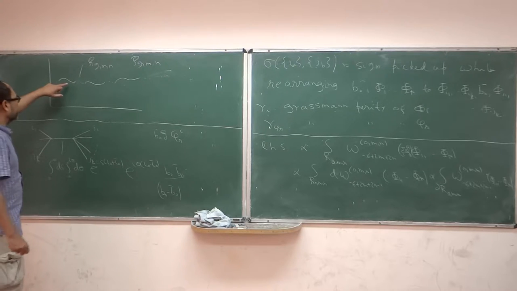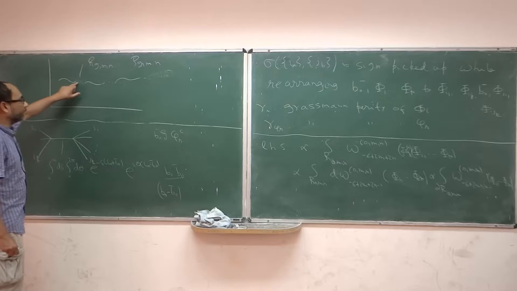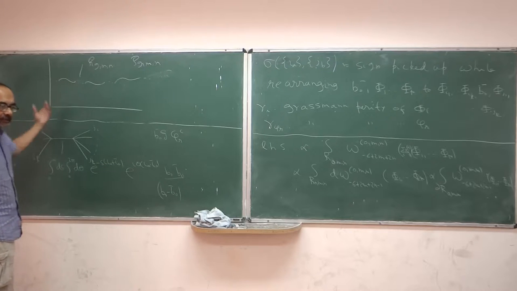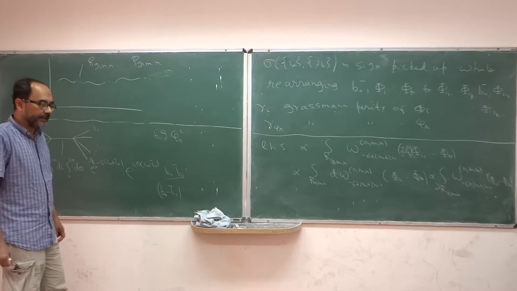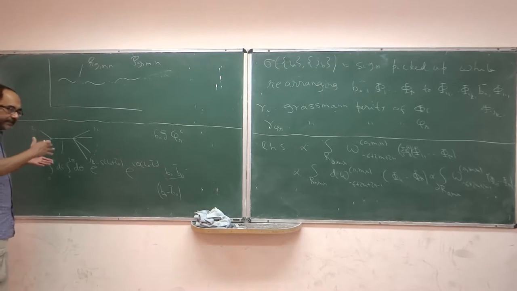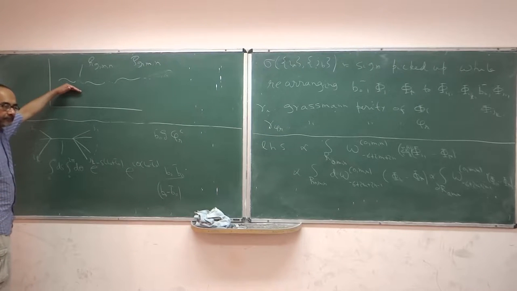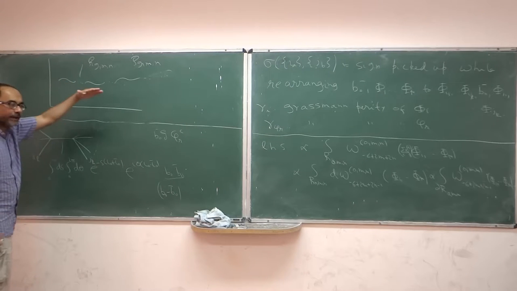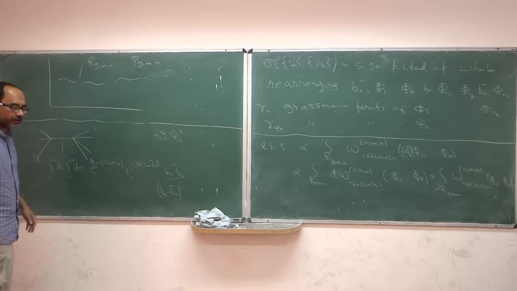The overall minus sign is because the boundary of this is oppositely oriented to the boundary of the domain. That's the origin of the overall minus sign. Exactly. So from this side, s equal to 0 is approached where s is decreasing. And then from this side, it should go into s greater than 0.